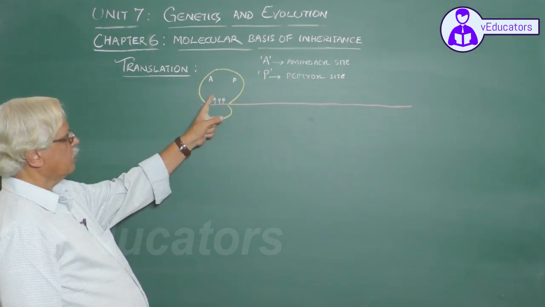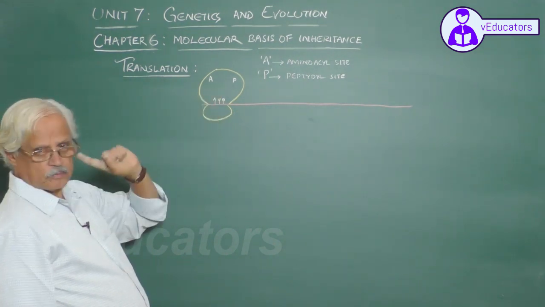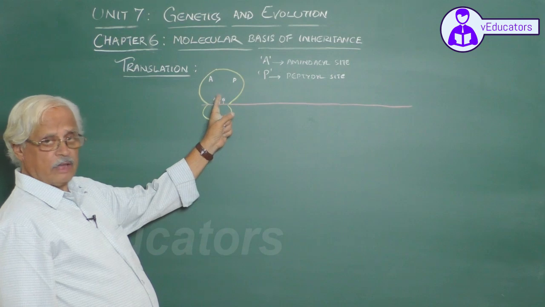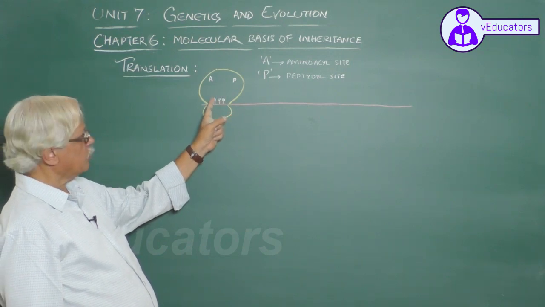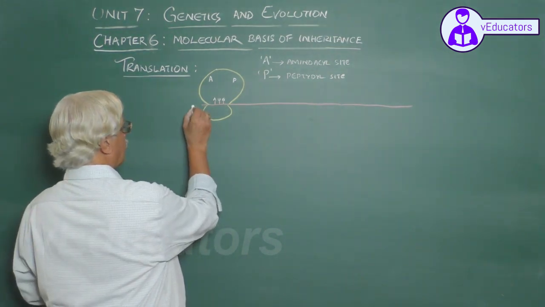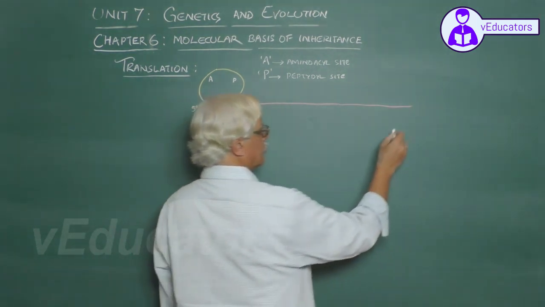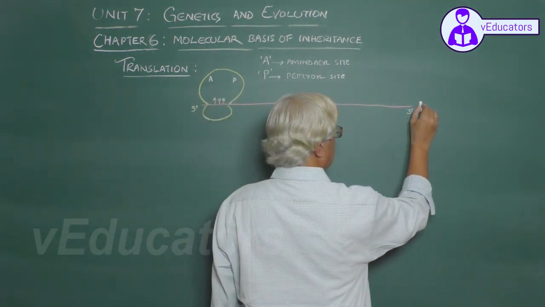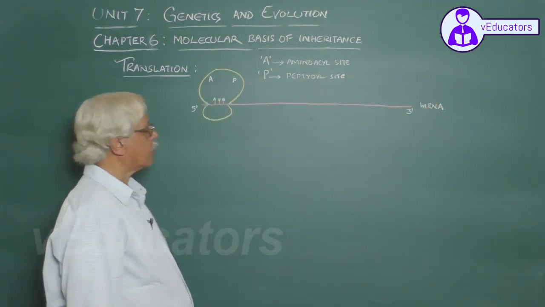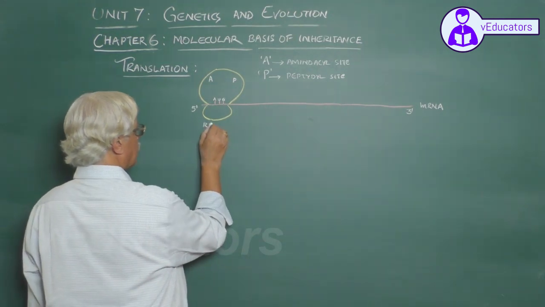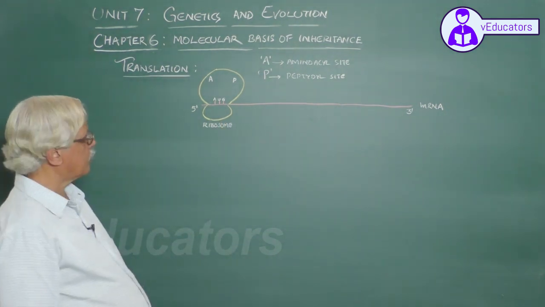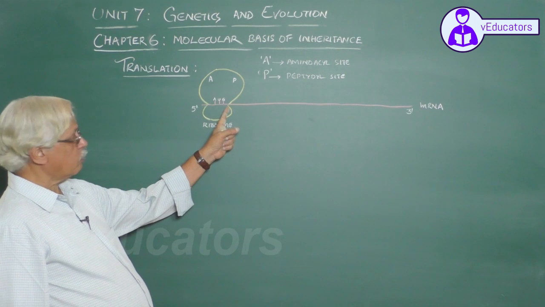Therefore, only the amino acid methionine has to be brought here by a tRNA molecule, and that tRNA molecule will have an anticodon UAC. This is the 5' end, 3' end of the mRNA. This is the ribosome. This is the initiator codon.